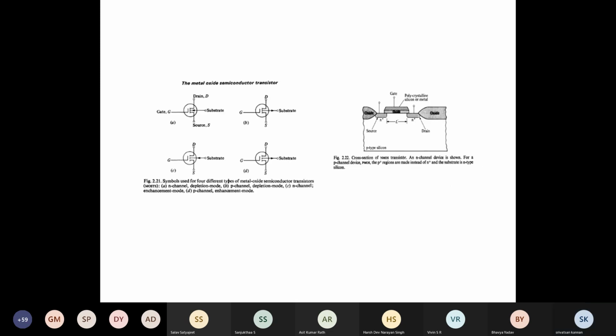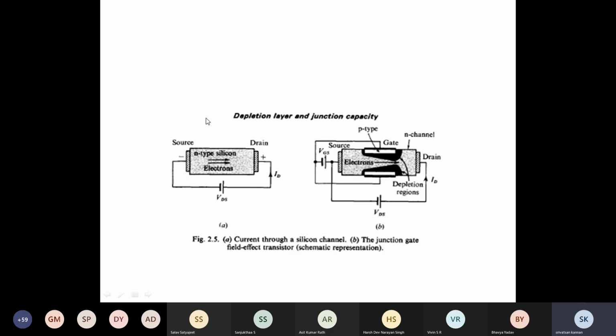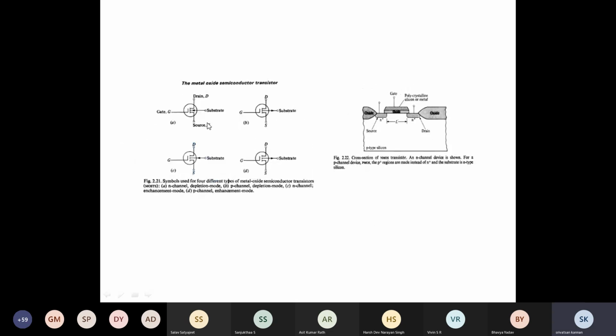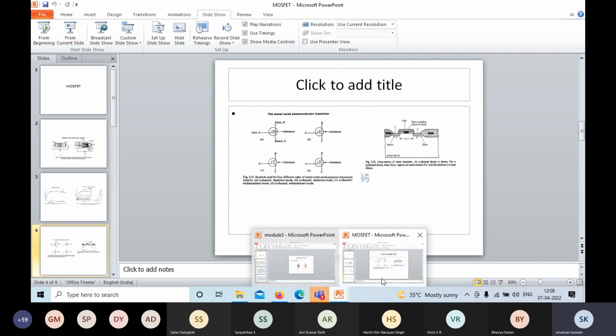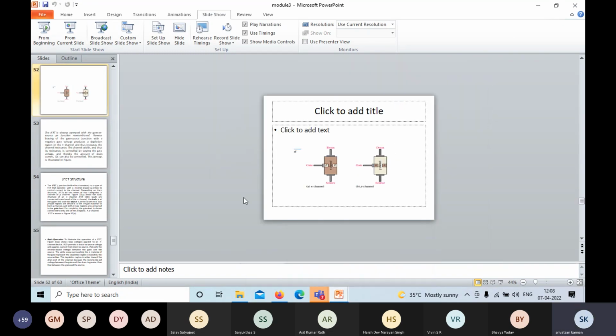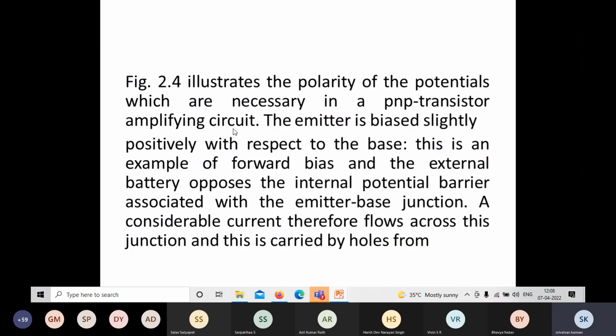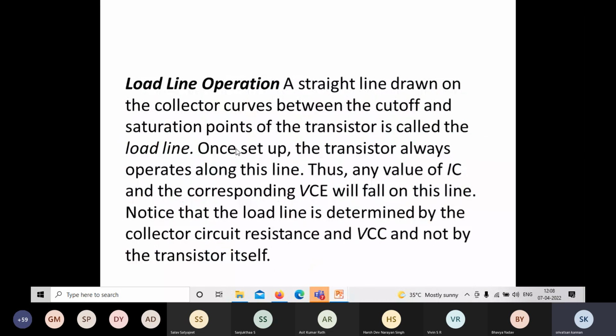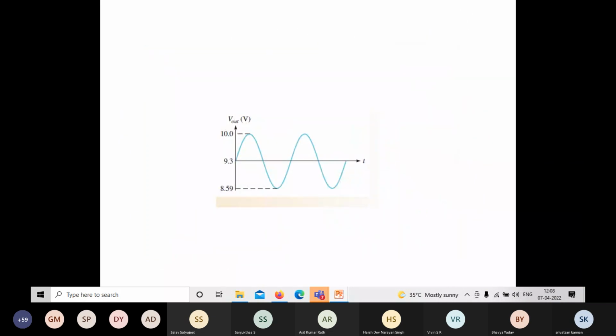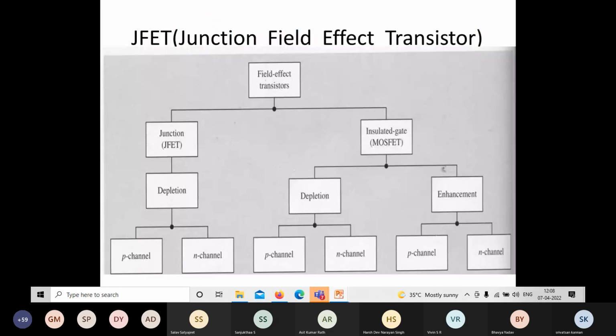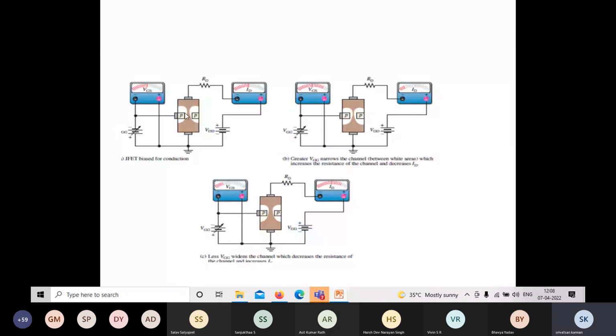So this is the circuit symbol. I'll show you the circuit symbol for the field effect transistor first, and then I'll show you the circuit symbol of the MOSFET. So I'll show you the operation of FET. You can see here, all of you please listen now. Here the VDS is applied, VDD, and here this is VGS. The VGS is reverse biased. We have connected negative polarity to the P type material, so it is reverse biased.